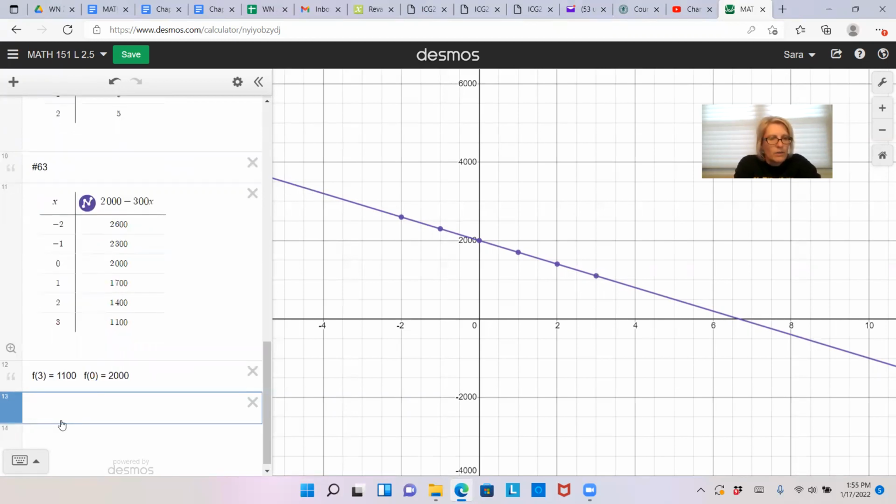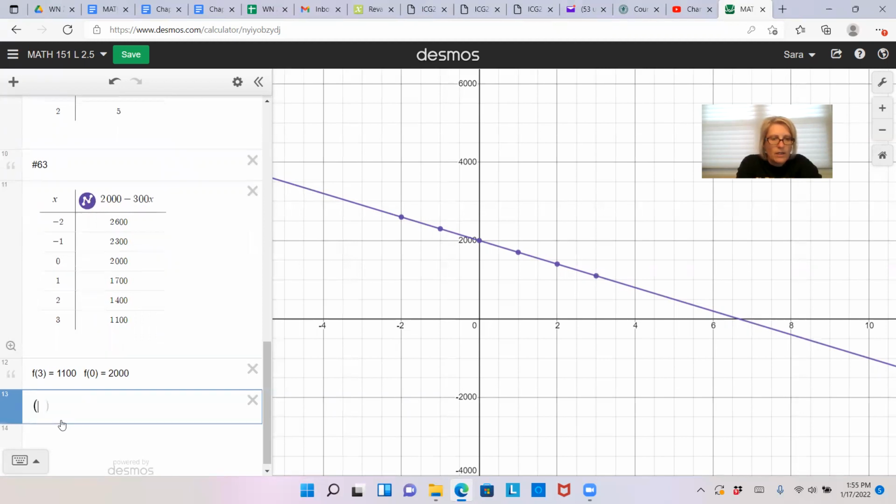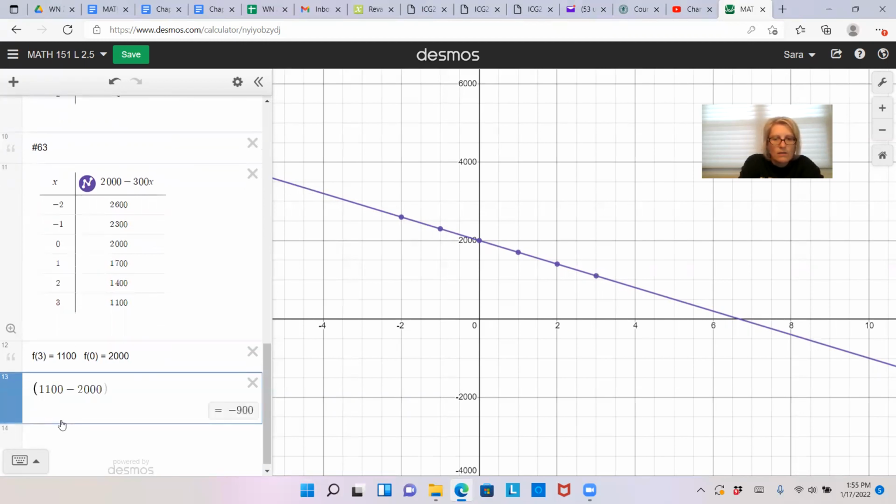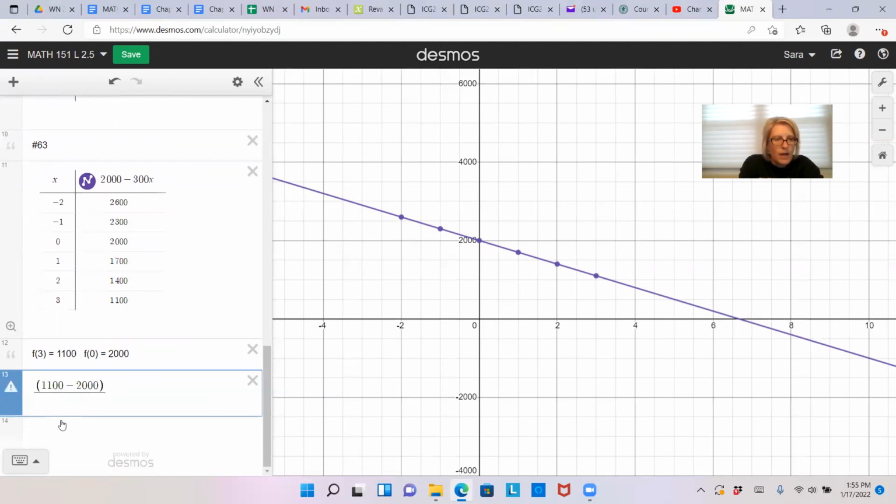So our average rate of change is going to be 1100 minus 2000 divided by 3 minus 0. Because the 3 has to go with 1100 and the 0 goes with 2000 as the x2 and x1 values up here. So our average rate of change is a negative 300.